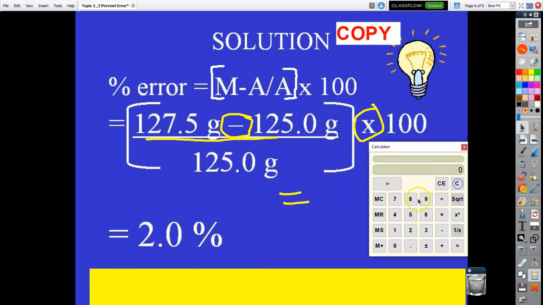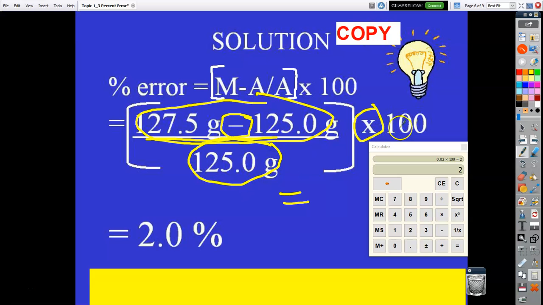So let me do it one more time. 127.5 minus 125.0 equals, divide by 125.0 equals, there's my second equals, times 100 equals. So I hit the equal sign 3 times. I did this first function, that was an equals. I did this, that was the second equals. I did the times 100, third equals. So try to get in that habit: equals, equals, equals, to make sure you get the right answer.